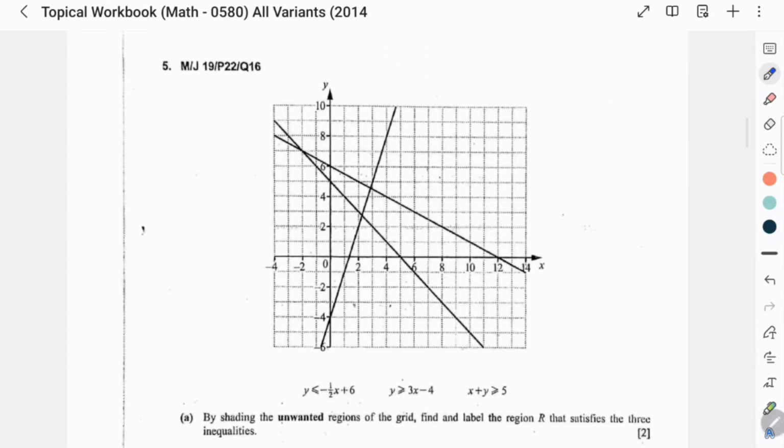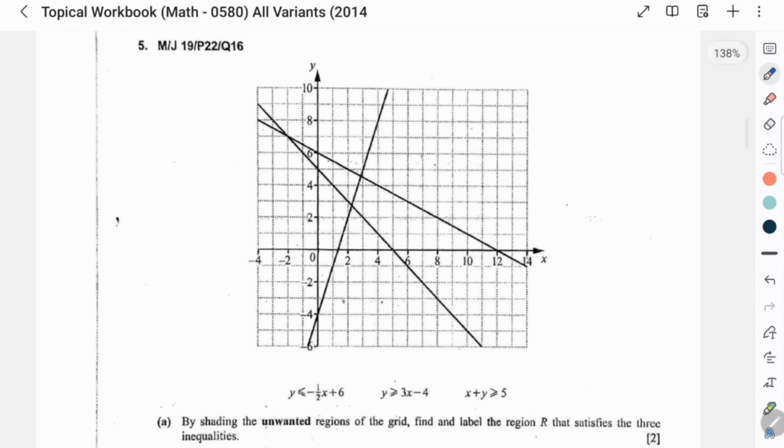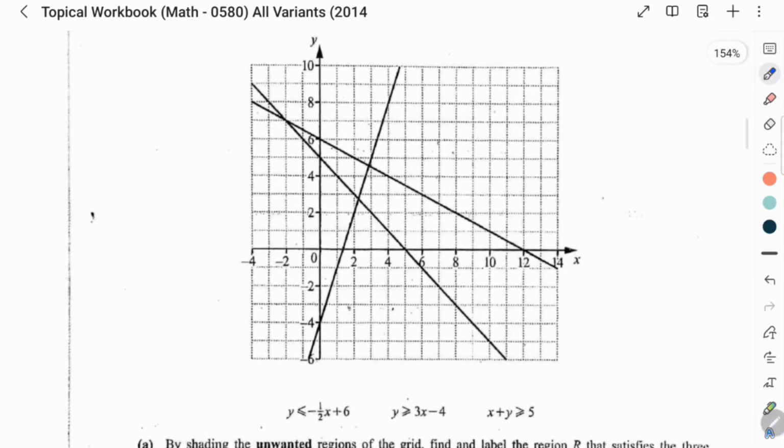May-June 2019, paper 2-2, question number 16. By drawing the unwanted region on the grid, find and label the region R that satisfies these inequalities. The largest of, alright, first of all, we just draw and then find out some largest value. Okay, y is less than or equal to, the lines are already drawn, so you need to recognize which line will go with this one. Alright, so here the y-intercept is 6 and -1/2 is the gradient.